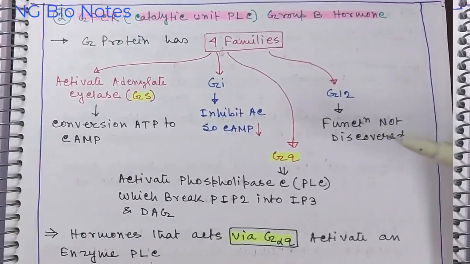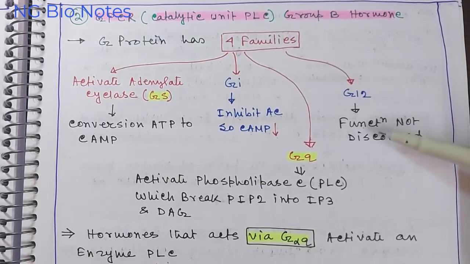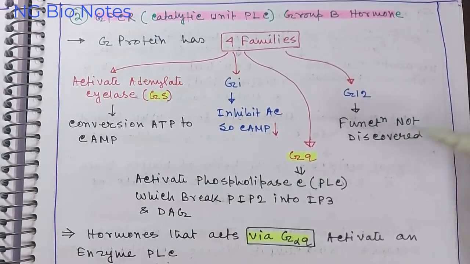Okay, this is the actual mechanism by which G protein coupled receptors act via group A and group B hormone. And in the next video we will discuss receptor tyrosine kinase.